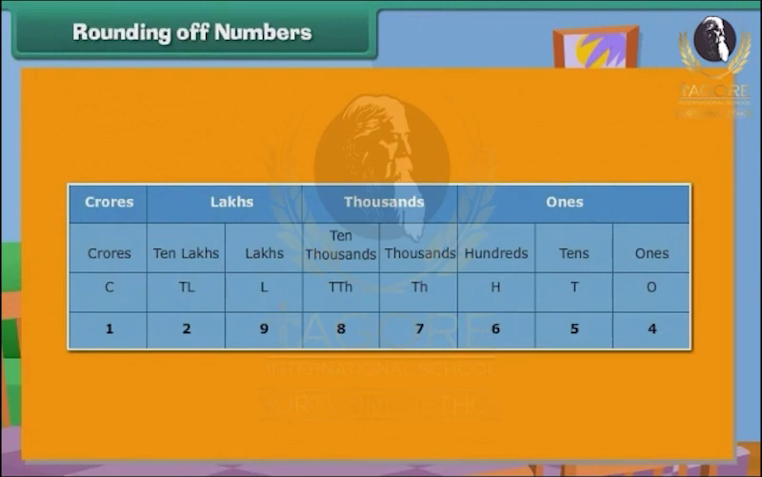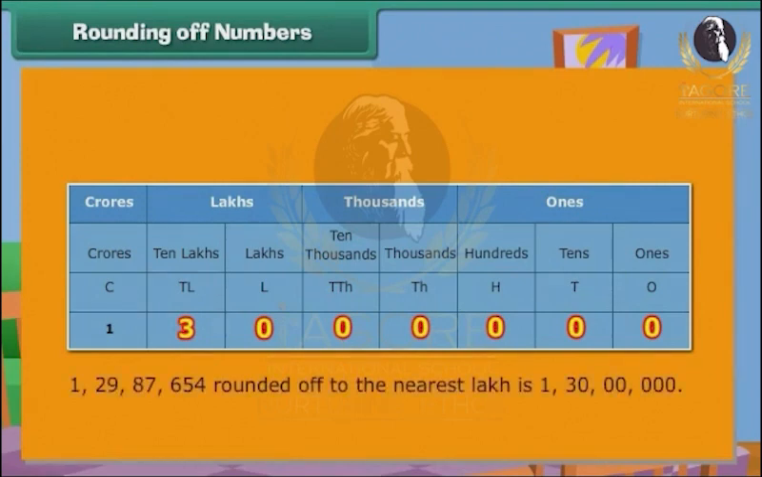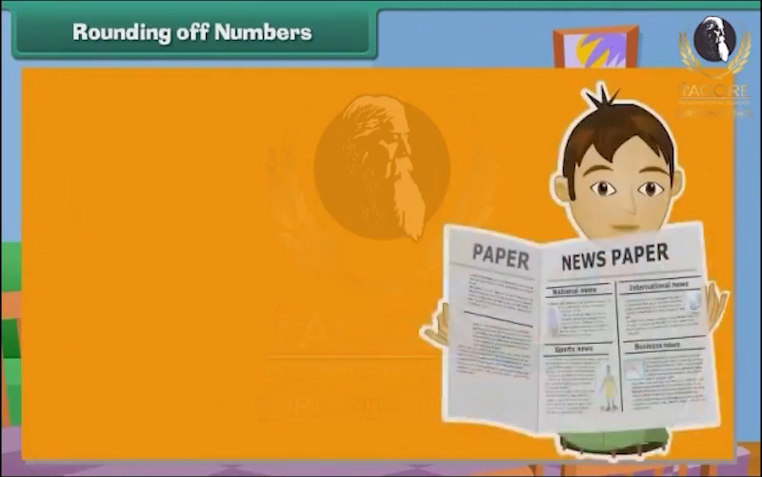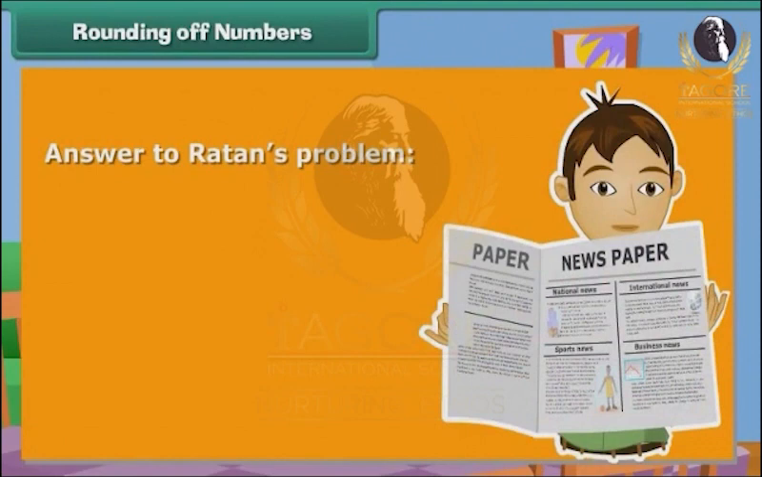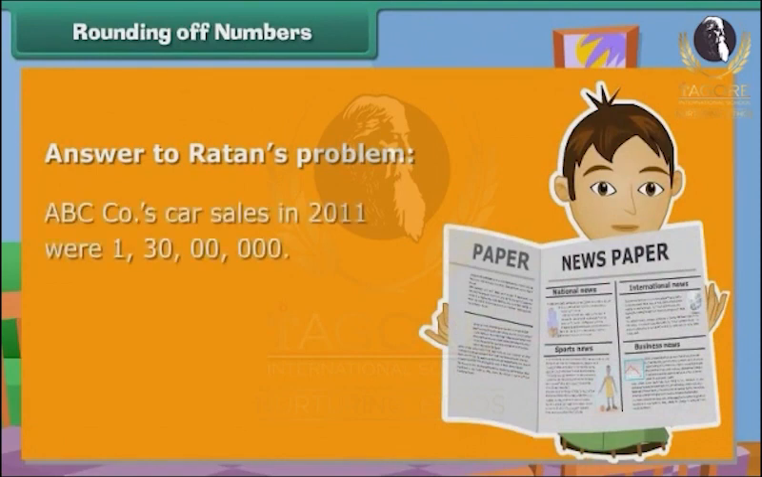We now round off 12987654 to the nearest lakh. Consider the figure at 10,000's place. It is 8. 8 is greater than 5. We replace it and the digits following it with 0. We increase the digit at lakh's place by 1. 12987654 rounded off to the nearest lakh is 13000000. Here is the answer to Ratan's problem. ABC Company's car sales in 2011 were 1 crore 30 lakhs.